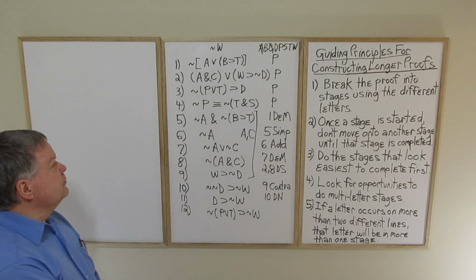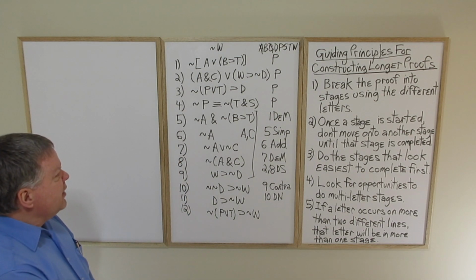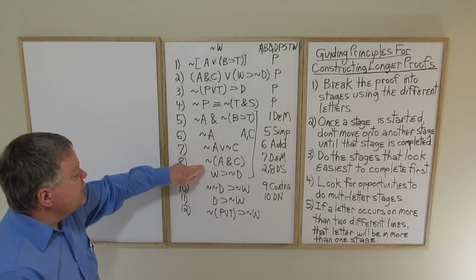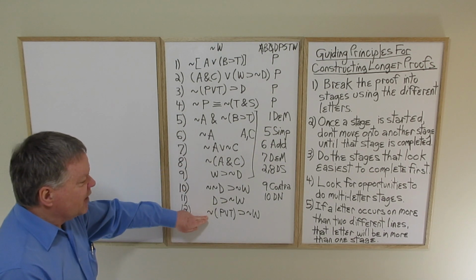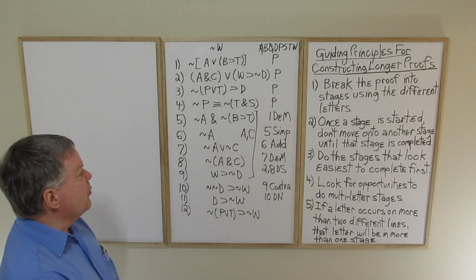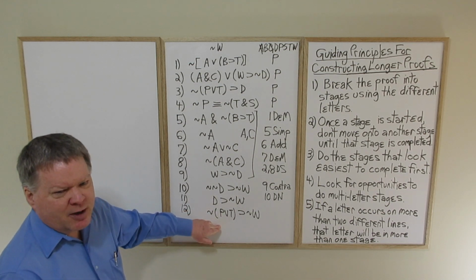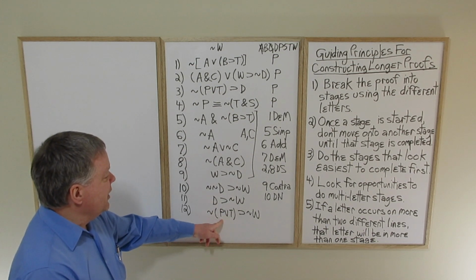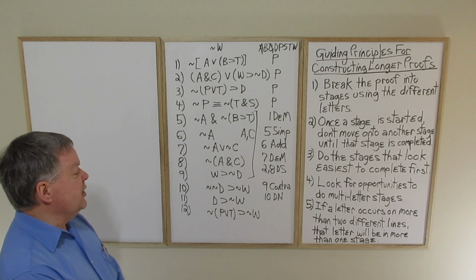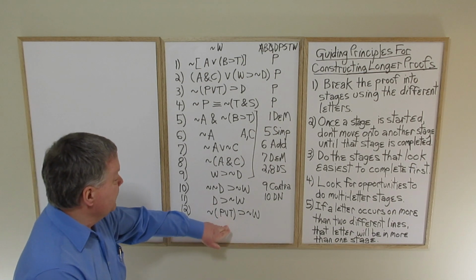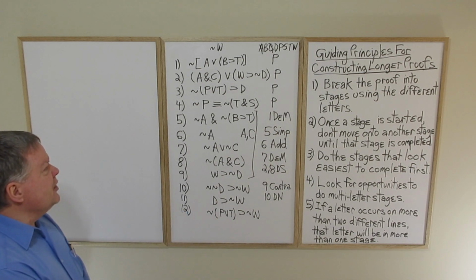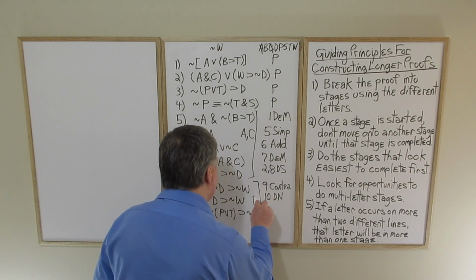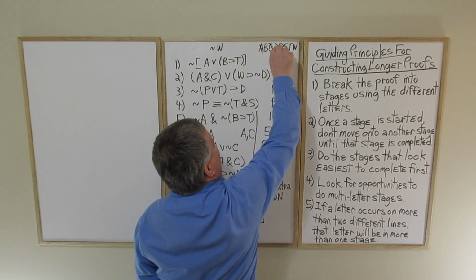tilde W. Now, unlike tilde A and C, a negated conjunction, getting a negated disjunction is a little bit more difficult. We'll get it by De Morgan's, but we have to have both tilde P and tilde T in order to get the antecedent of the conditional in 12. So this is our D stage.